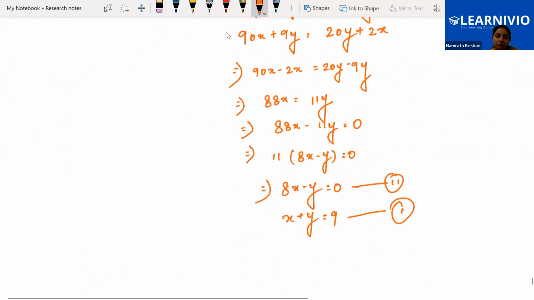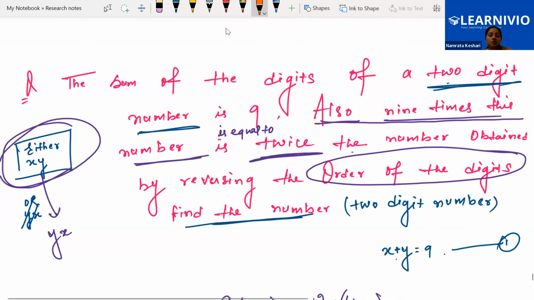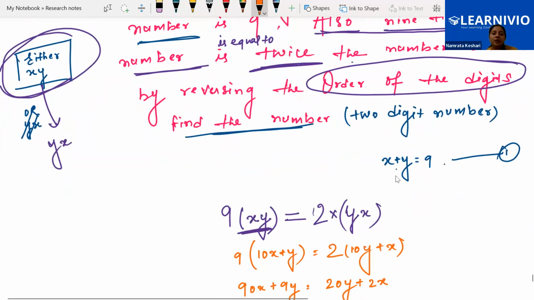Let's summarize everything till the framing of these two equations. The sum of the digits of a two digit number is 9. We have assumed a two digit number xy. We can also take the two digit number as yx; at last our answer will be the same. If you assume initially yx, then when you reverse the order of the digits it will be xy, but at last our number will be the same whatever scenario you take. So here we are taking xy as the two digit number. The first equation is sum of the digits is 9, x plus y is 9.